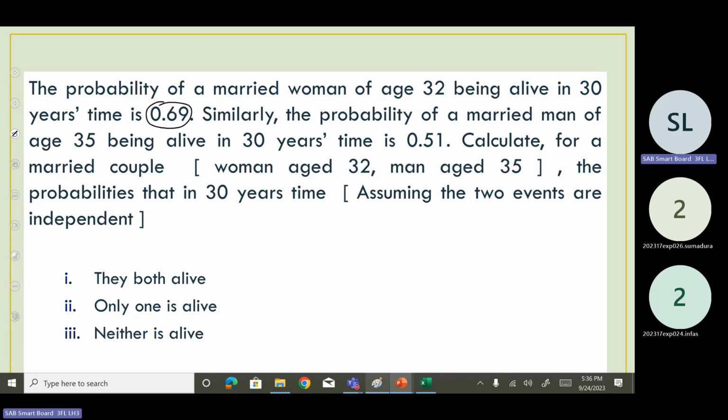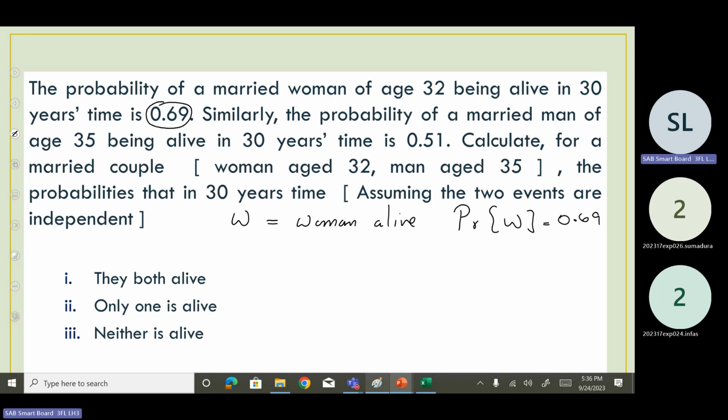In 30 years time, 32 years old, all the things are there. So woman alive, one event we have. We'll denote this by W, then it's easy. The probability of W given is 0.69. Then the second statement: similarly, the probability of a married man age 35 being alive in 30 years time is 0.51.